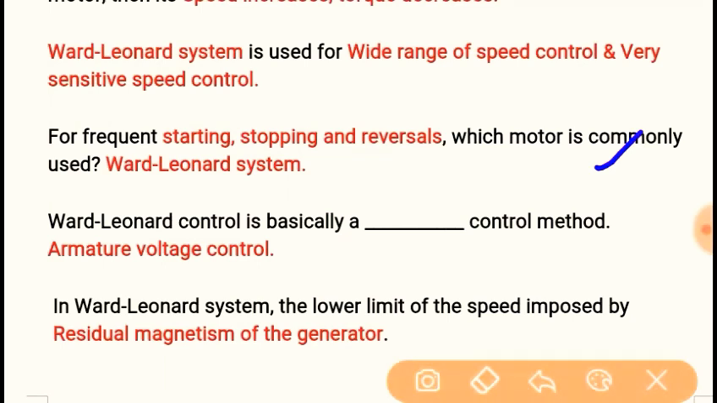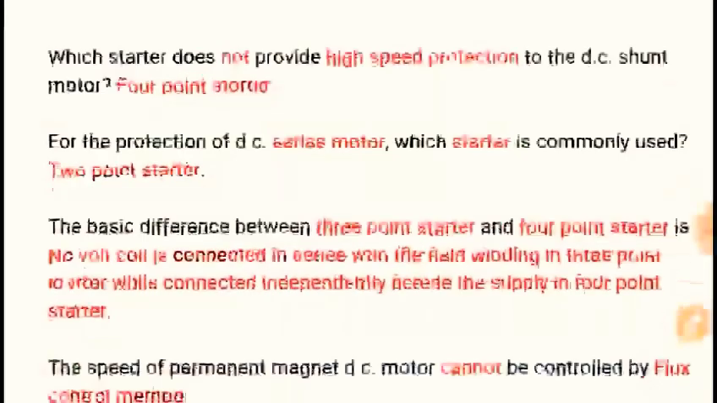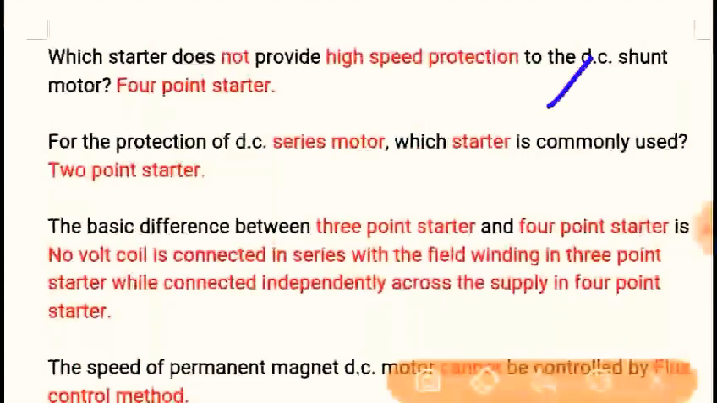For frequent starting, stopping and reversals, which system is commonly used? The Ward-Leonard system. Ward-Leonard control is basically an armature voltage control method. In the Ward-Leonard system, the lower limit of the speed is imposed by the residual magnetism of the generator.